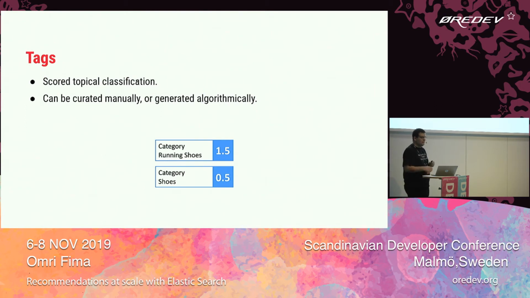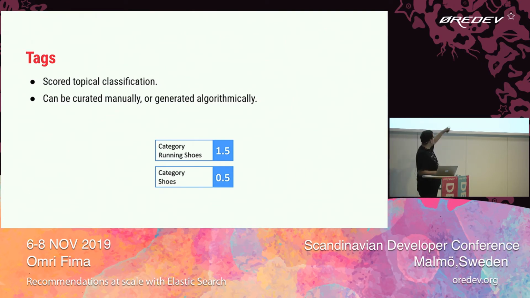Tags, on the other hand, are just, in a way, a topical classification. So for each story, I can say, yeah, I tag this story as running shoes or shoes. And again, with a slight distinction: unlike regular tagging, tagging for recommendation systems comes with scoring. They can be curated manually, so I can create this tag manually based on data that I have, and they can be generated algorithmically, and in about 20 minutes I'll show you how.